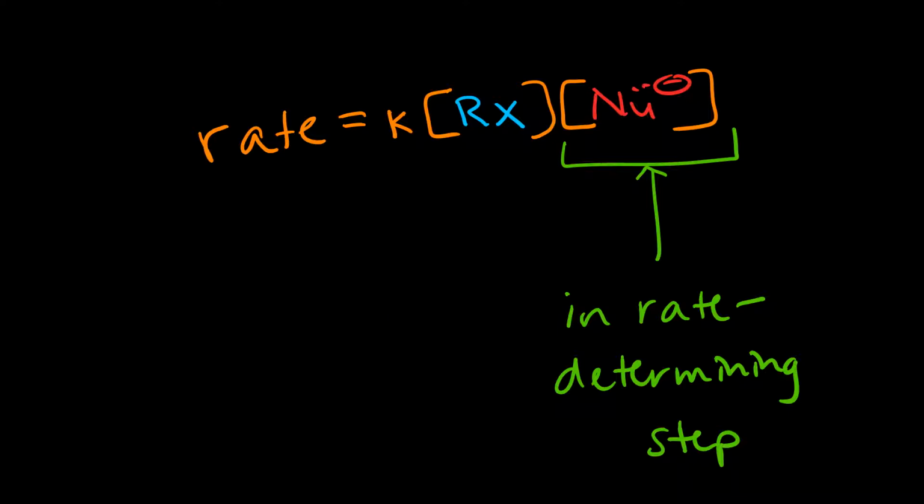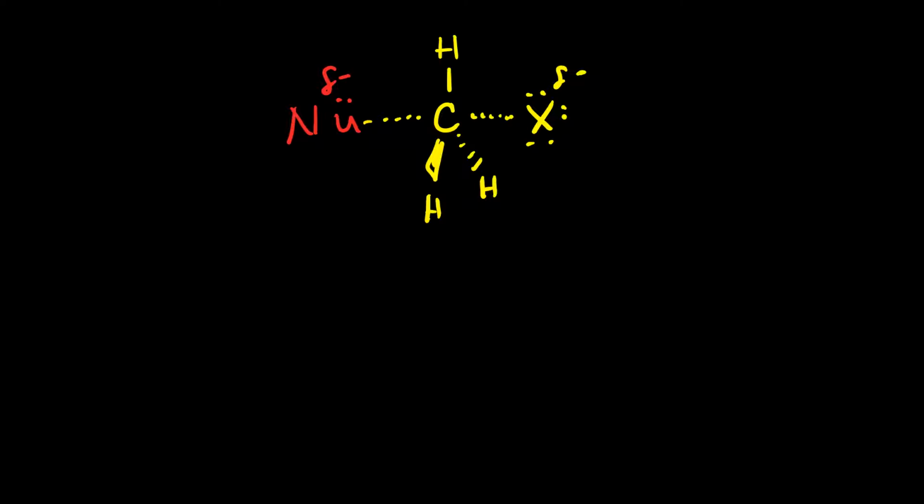Let's talk a little bit about the role of the solvent in the SN2 reaction. Once again, here's the rate law for the SN2 reaction. Notice that the nucleophile does make an appearance in this rate law, and so the rate can be affected by changes to the nucleophile. Here's what the transition state looks like for the SN2 reaction, where you have bond formation occurring at the same time as bond breaking.